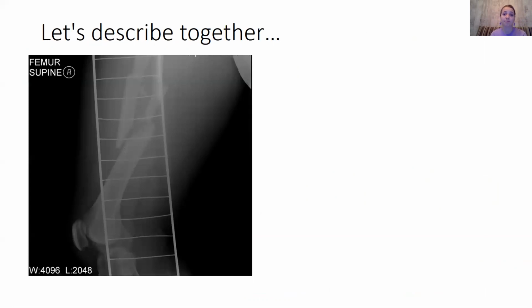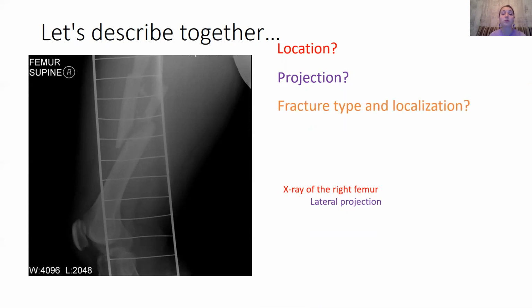Let's describe together. So what is the first? The first is location. What is it? Maybe it's a humerus, or maybe it's a tibial bone. No, of course, you know that it's a femur. So we write X-ray of the right femur. You can see R, right. Yes, so it's X-ray of the right femur. The next, we need to talk about the projection. What is it? AP or not AP? Okay, you can see the patella. You can see the knee joint, and you said that it's a lateral projection. So lateral projection, good.